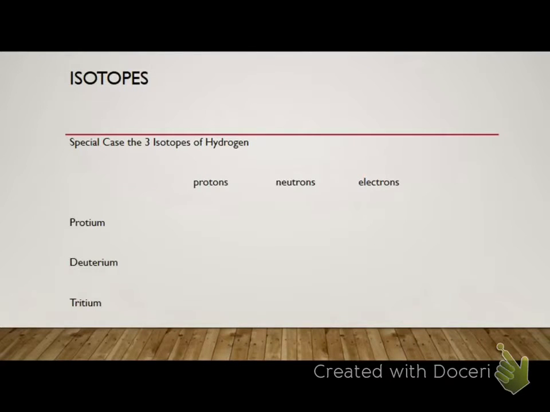Hydrogen is a special case, okay? And it's such a special case that they give each isotope of hydrogen its own special name. They all have 1 proton, because remember we said that doesn't change. Protium, which is the most common form, has 0 neutrons. It's the only element that has 0 neutrons. Deuterium has 1, and tritium has 2. They all have the same number of electrons, okay?